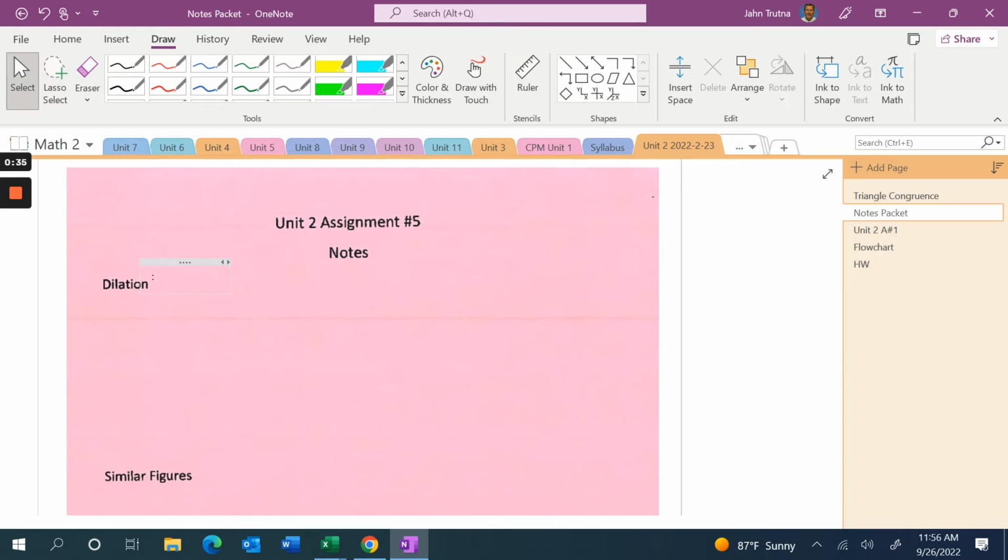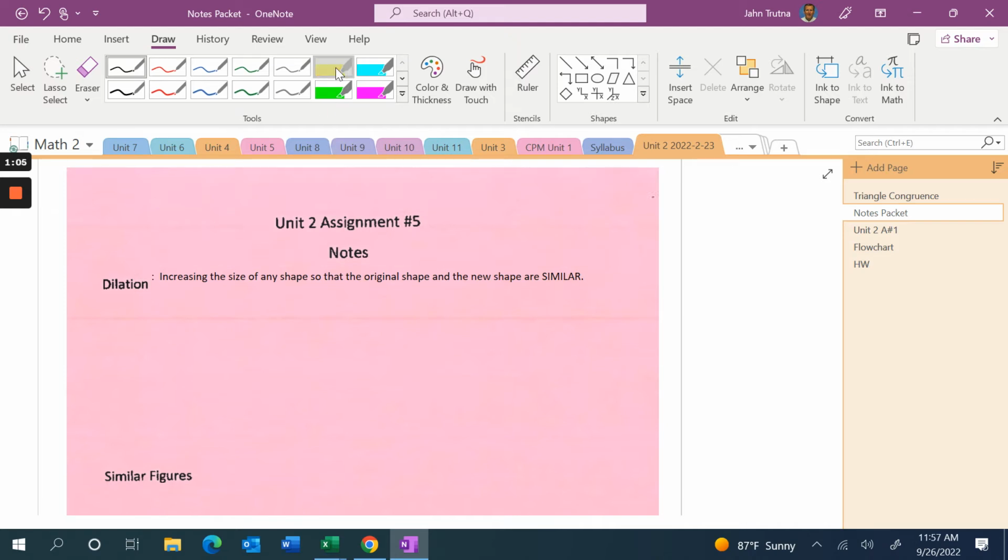Okay, so a dilation is increasing the size of any shape so that the original shape and the new shape are similar. And we're going to talk about that word in a second when we get to similar shapes. So if you think of just one word for what dilation means, it means that you're increasing. Okay, you're making a shape bigger.